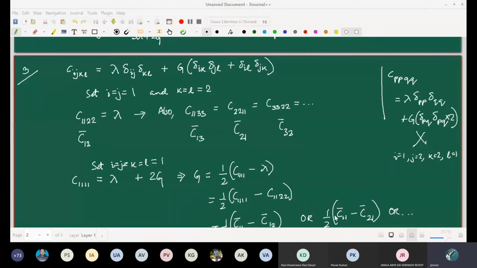Absolutely possible. If anyone else has found any other expressions, please write them down. Most heartily welcome. Not for lambda, lambda is easy. Think about G.